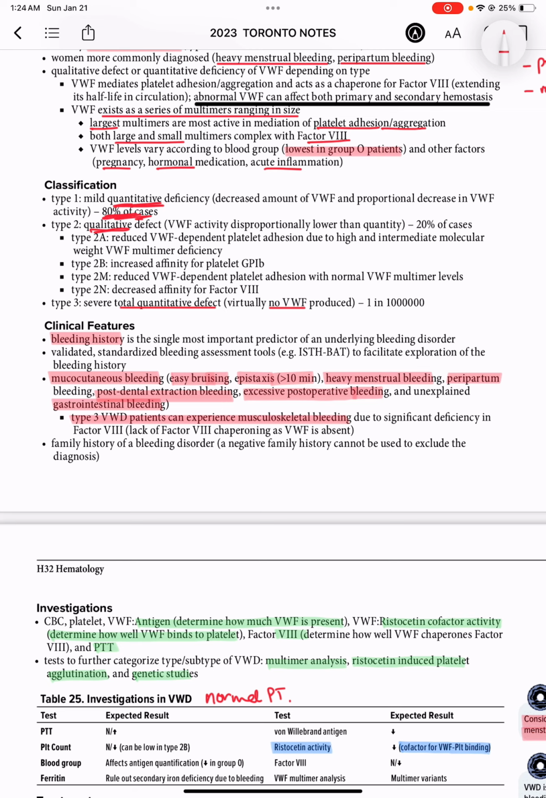So it varies. Its levels vary. Now, if we classify von Willebrand disease, there's type 1, which is the most common, 80% of the cases, where there's a problem with the quantity. Von Willebrand factor is deficient in quantity, there's a lesser amount.